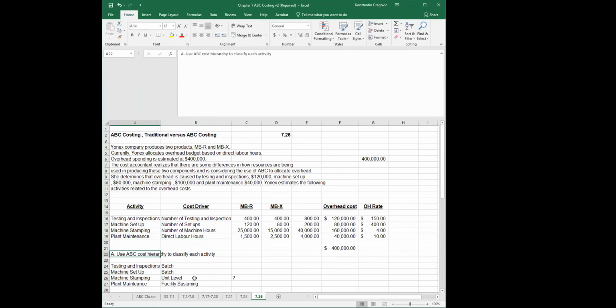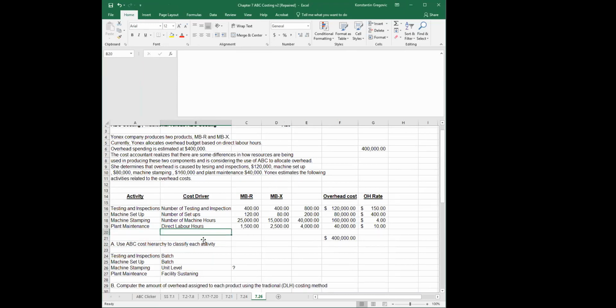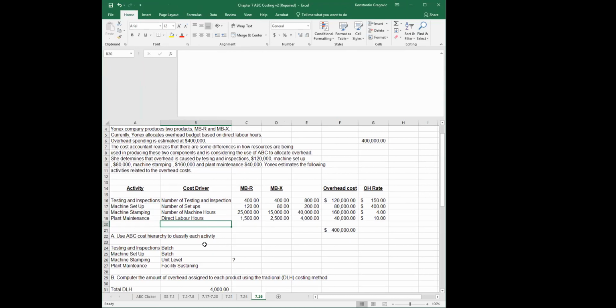Now, question A asks, use the cost hierarchy to classify each activity. We went through this. Basically, testing inspection is batch. Machine setup is batch. Now, I have trouble with this one. Machine stamping, unit level. I can't wrap my head around why machine stamping would be unit level, unless machine stamping would be the final, it's the final product. I don't understand why that's unit level. Maybe that's a question mark for me. Plant maintenance, facility sustaining.